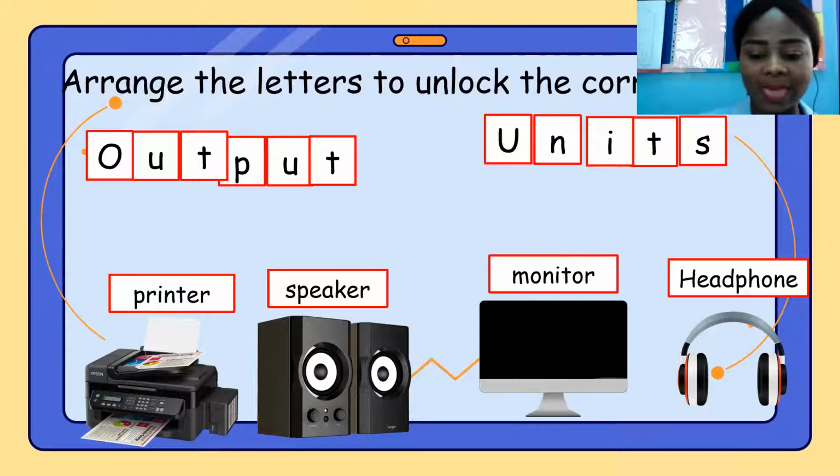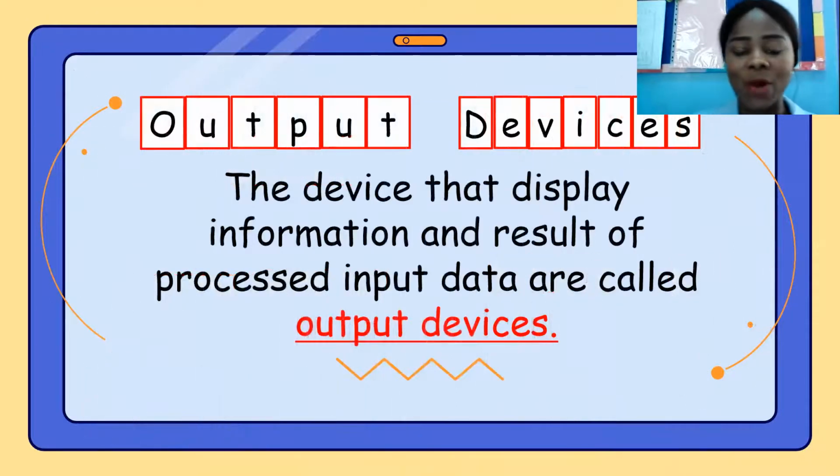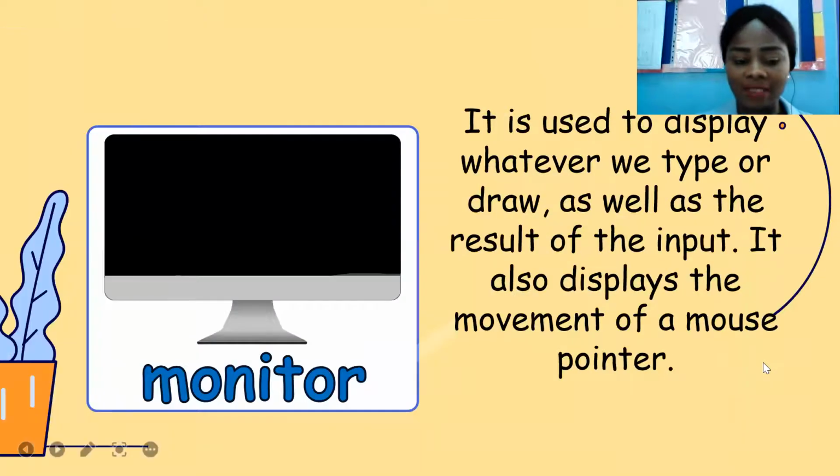Now, look at the screen. These are called the output devices or output unit: the printer, the speaker, the monitor, and the headphone. Now, what is an output device or an output unit? The device that displays information and results of processed input data is called an output device.